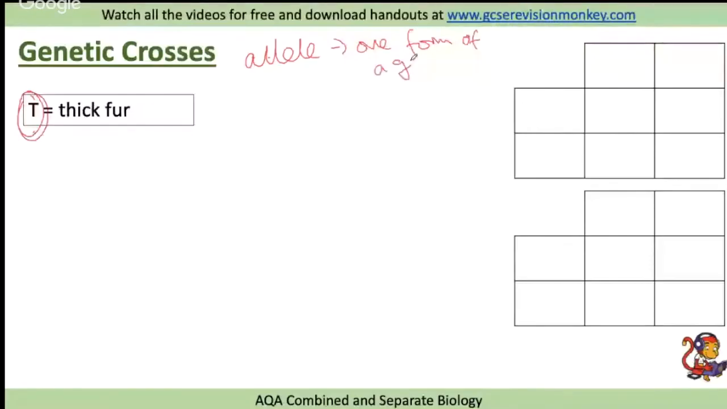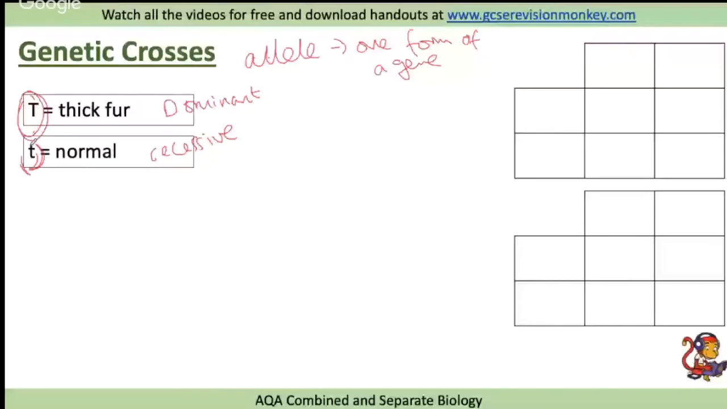So let's say we had one form of a gene that could give you thick fur, and another form of the gene which would just give you normal thickness fur. So in this case, I've done a capital T for thick fur because this is the dominant allele. So if this is present, the animal will have thick fur, and this is the recessive allele. If it's recessive, this means that if it's just present on its own, it won't have normal fur. It has to have both alleles present, like lowercase t, lowercase t, in order for the animal to have normal fur.